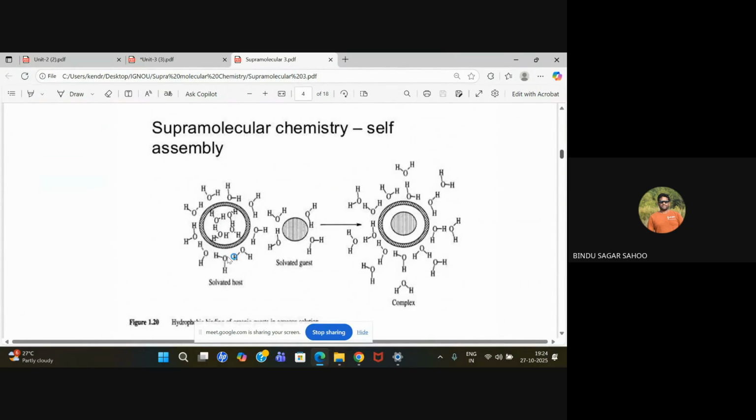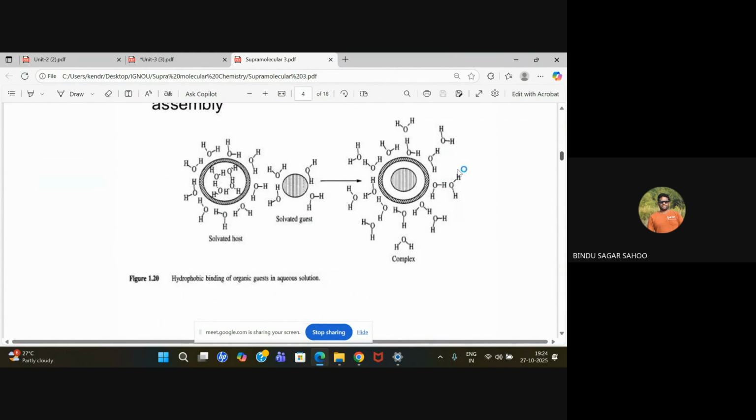You can see a supramolecular self-assembly compound like that. We're adding the guest molecule, and the guest molecule goes inside the cavity of the solvent host, and you can see the water molecule just moving outside.